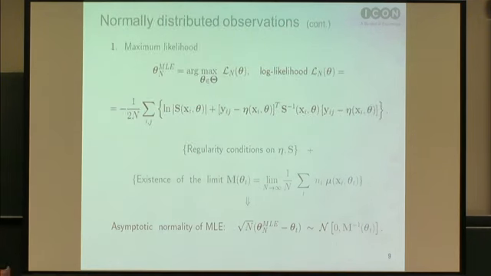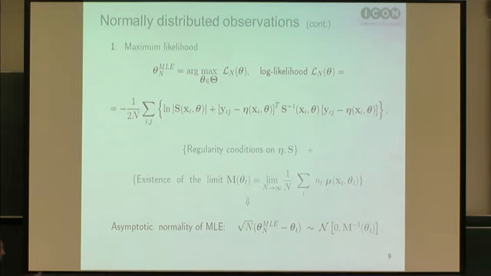Now, if we had normally distributed observations, we could, of course, use maximum likelihood because the expression for the likelihood has a closed form. And under certain regularity conditions and the existence of the limiting matrix M, we would get asymptotic normality of our estimator. So as you can see here, the limiting matrix M consists of the sum of individual information matrices of your design. And of course, the quality of the estimation depends on the design.